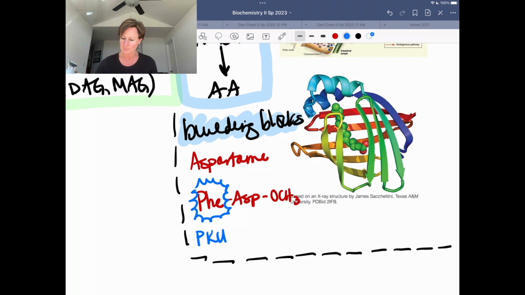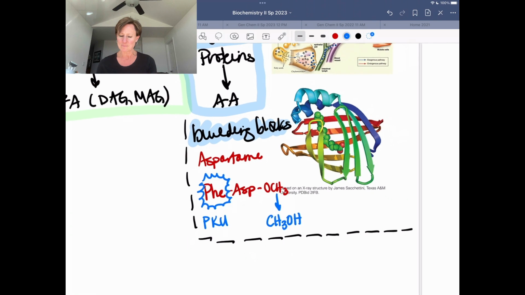Last piece here is if you have something that's a methyl ester and you hydrolyze that methyl ester, there's the potential to produce methanol. Now, the amounts of methanol you might produce from NutraSweet are probably not significant, but still could be something that could be problematic. So we want to think about how that sort of comes into play.